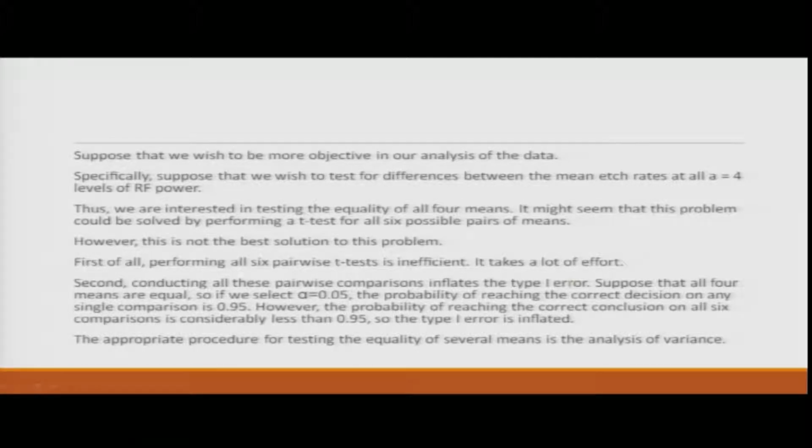Also consider that all 4 means are equal. If we select alpha as 0.05, or 1 minus alpha as the level of confidence, the probability of reaching the correct decision on any single comparison would be 1 minus 0.05, which is 95%. However, the probability of reaching the correct conclusion on all 6 comparisons is considerably less than 0.95. So, the type 1 error has been inflated, because if you are continuing one after the other, there may be some effect, and this interrelationship is not being considered.